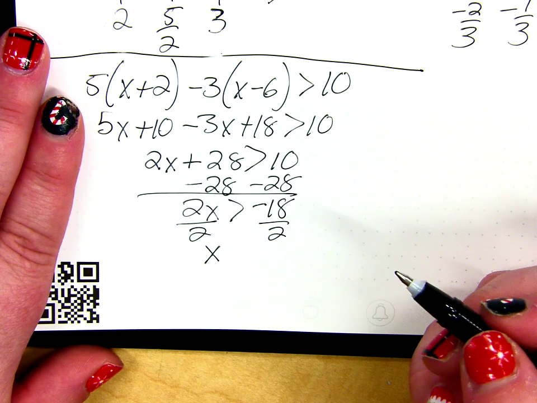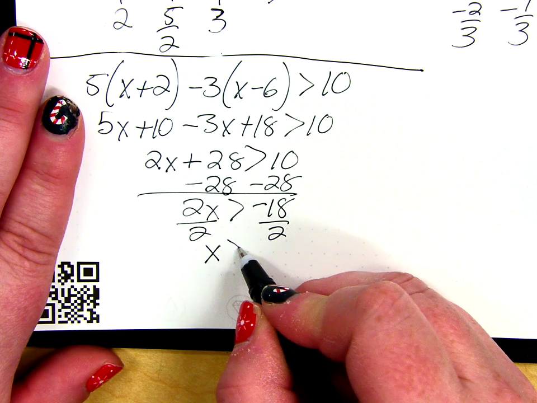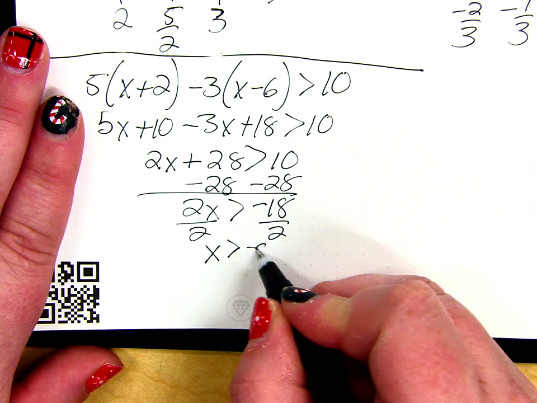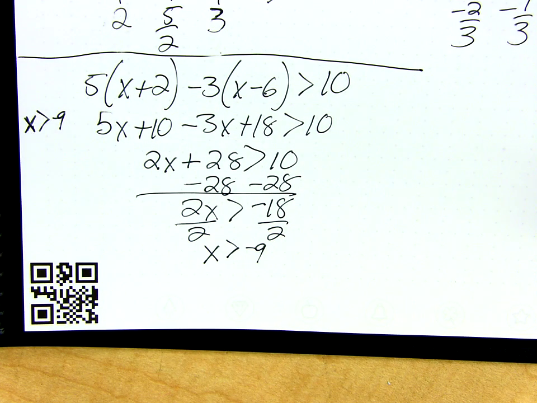And do I flip the symbol or not? No. No, because I divided by positive 2. So I leave that alone, and I get a negative 9 right there, which is what Haley got. So, good job.